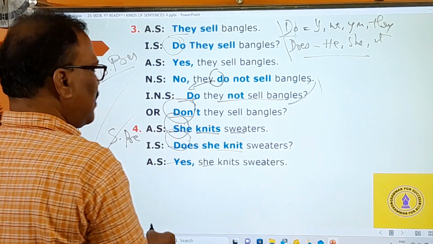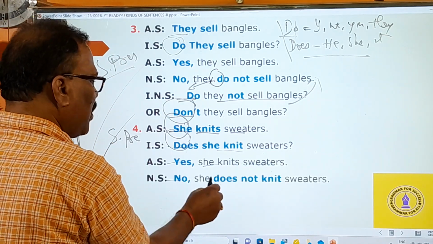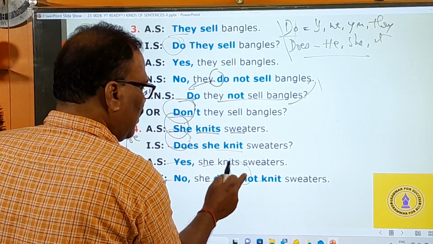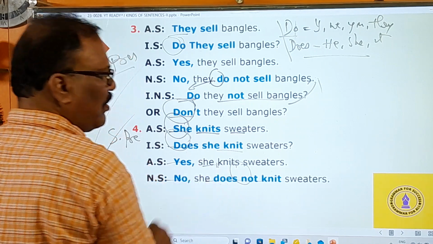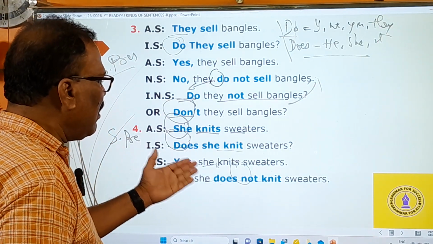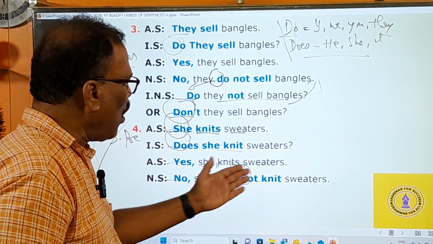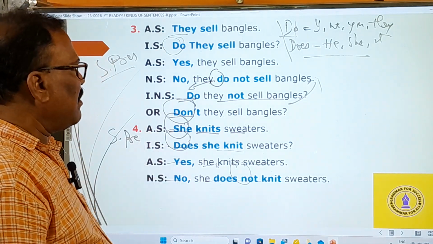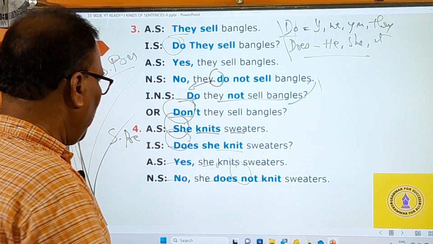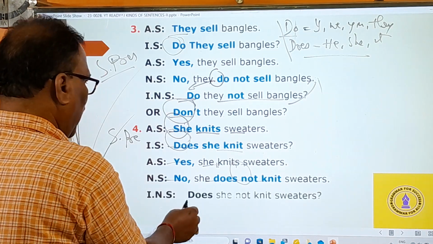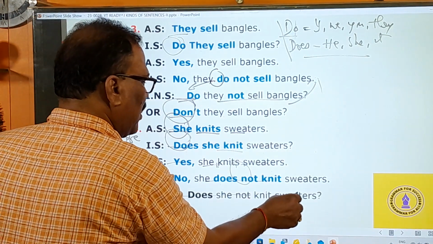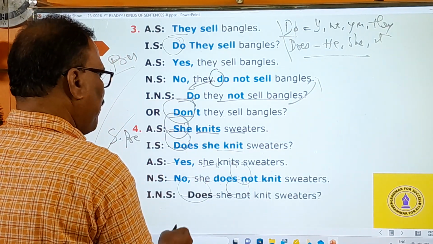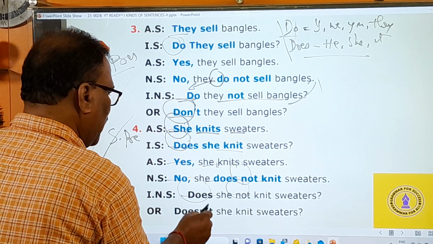Yes, she knits sweaters. No, she does not. I have already told you, if you want to use not here, there must be a helping verb before that. And in this sentence, what are we taking? Does as a helping verb. So, does not. In short, you say doesn't, like do not, don't. Right. And here you pay attention. Interrogative negative: Does she not knit a sweater? Okay. And next, what is that? Doesn't she knit a sweater?